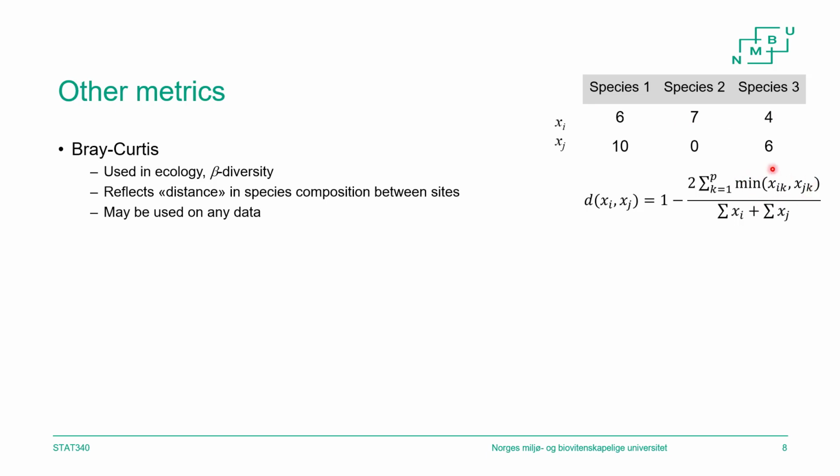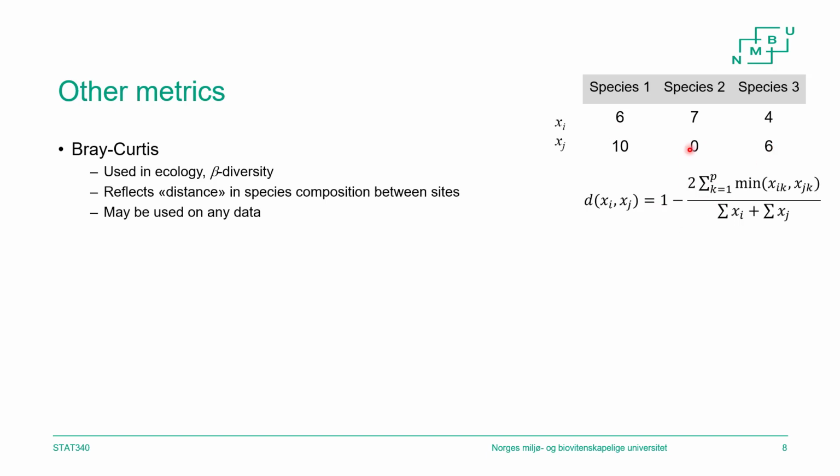So it's the same value here in this summation as you have in these two. And since you multiply this by 2, you have exactly the same value, and you have the fraction 1. And 1 minus 1 is 0. So it means that the distance between two identical rows becomes 0.